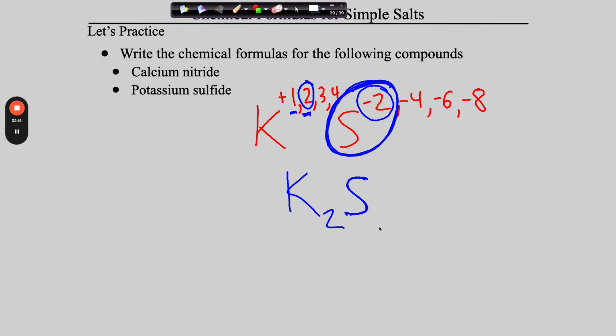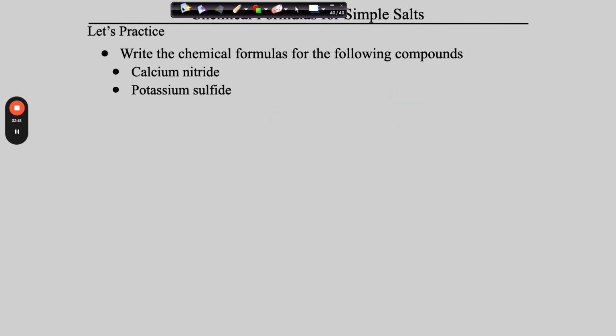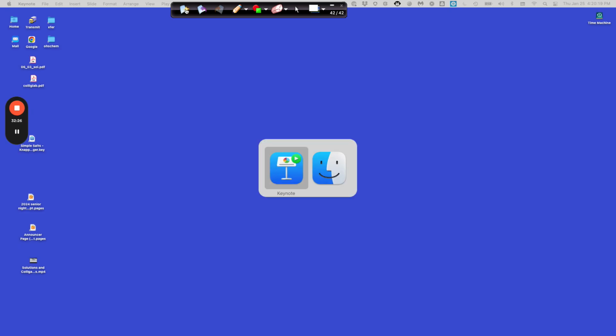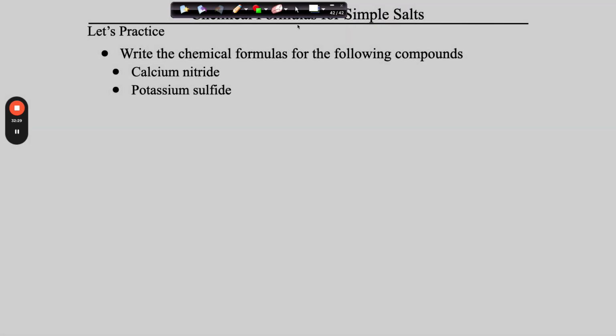Okay, we're going to do one more together. And guys, the last one that we're going to do is this. Again, guys, do this with me. You need to have the experience of thinking through these. So guys, the next one that we're going to do is iron phosphide.